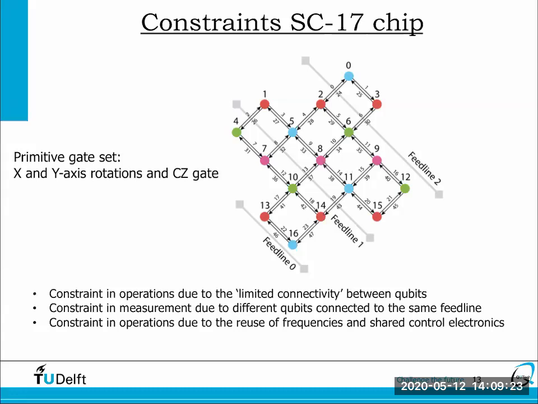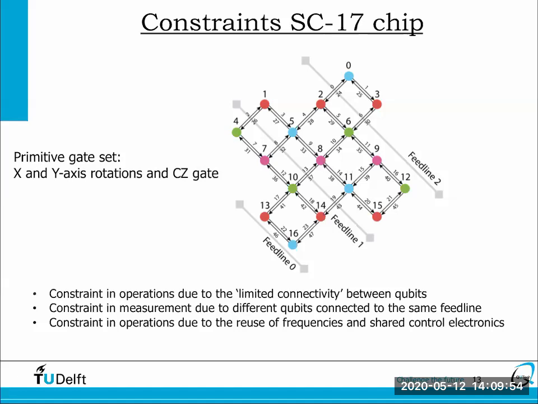So again, what are the constraints of this chip that you have to consider whenever you want to run a circuit on it? The first constraint is, as before, due to the limited connectivity between the qubits. What does it mean? We see in the layout the arrows, which mean the possible interactions or interconnections between qubits. For example, qubit 0 can perform a CZ or interact with qubit 2 and qubit 3, but not with qubit 6, and so on. So it's the same thing that we discussed before.